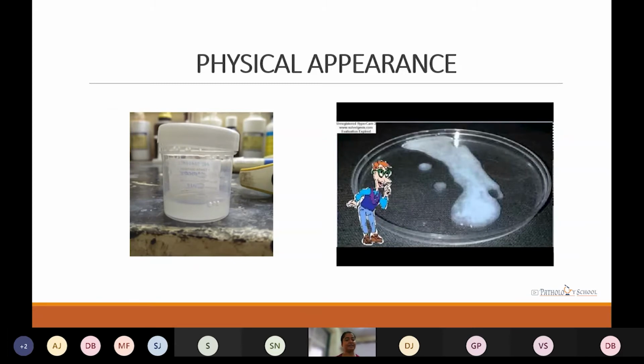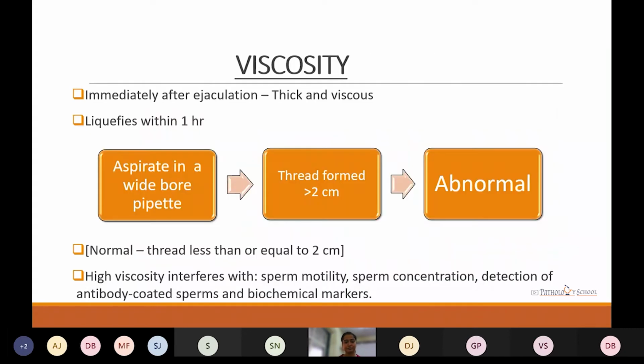As you can see on the left side, there's a container containing the semen sample, and it is grayish white in color and it is homogeneous. And on the right side, this is how it looks when it is put in a petri dish.